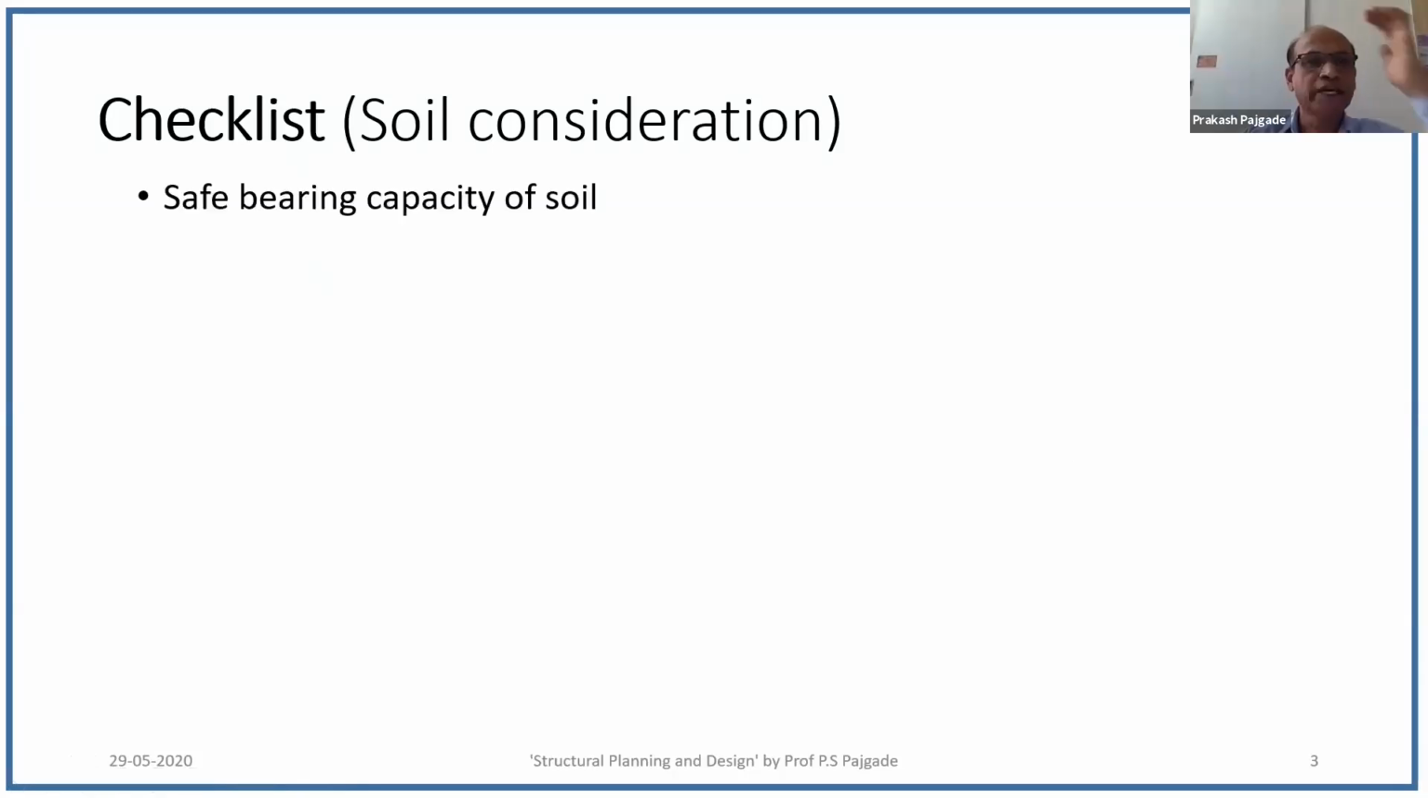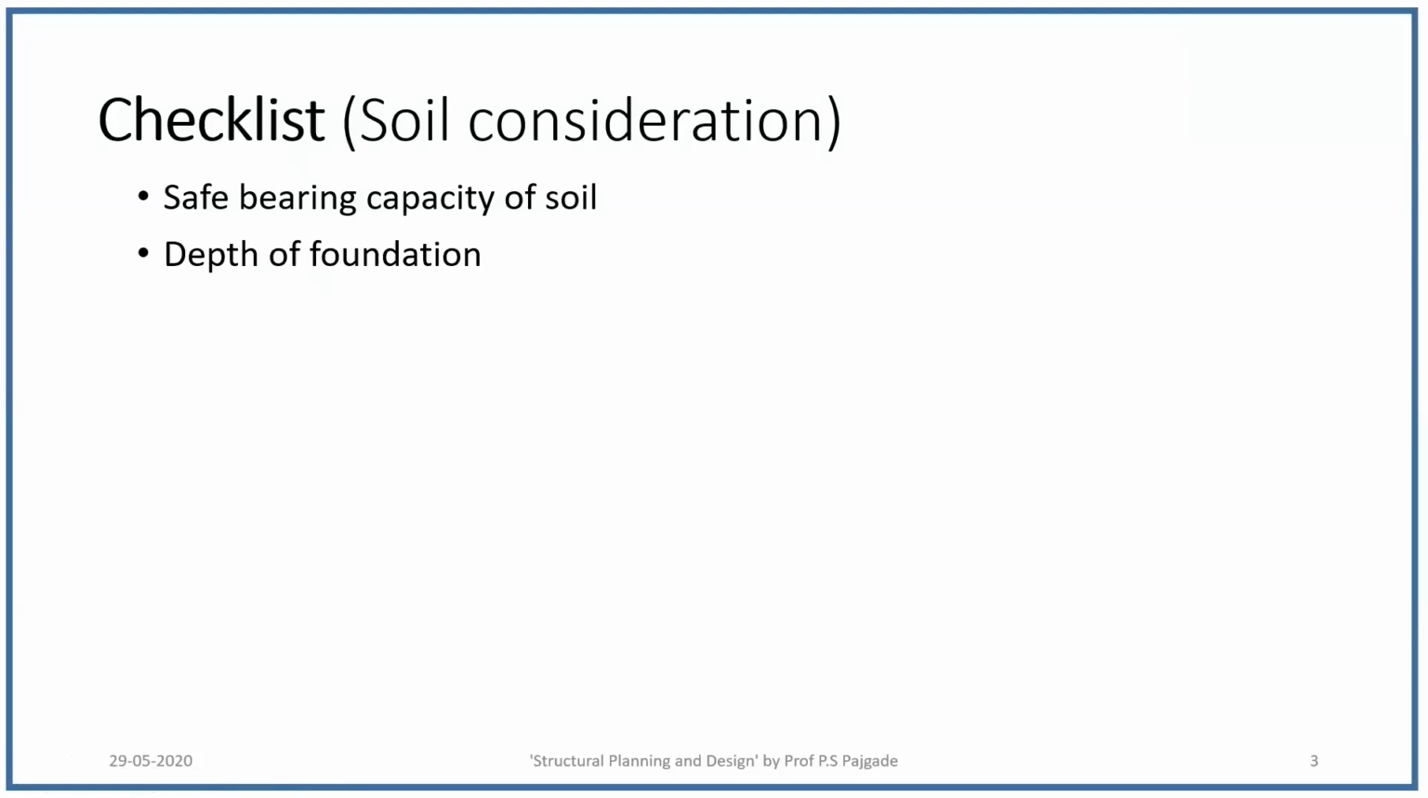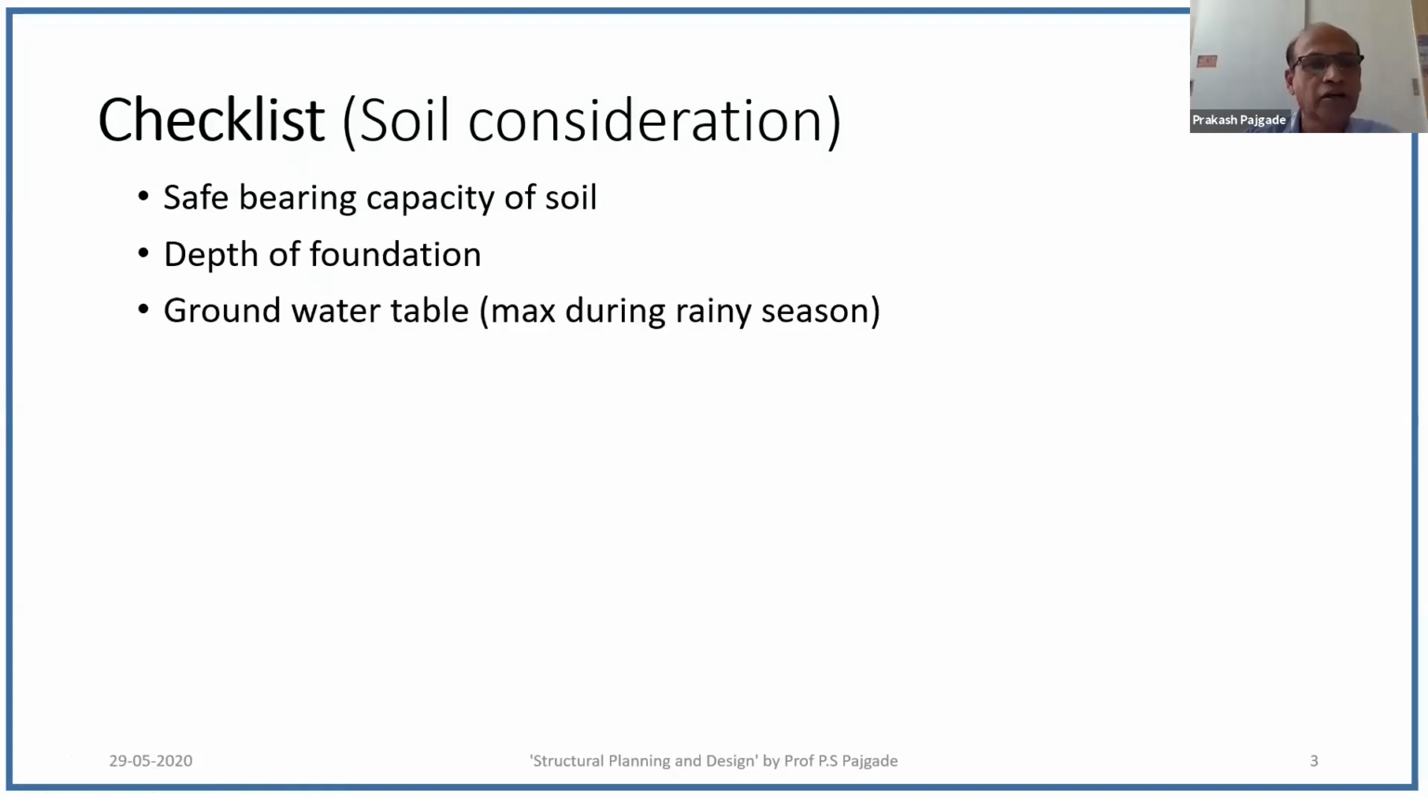So we must have safe bearing capacity of the soil. Then we must know at which depth this capacity is available, groundwater table and contour map for site. That is where there are some undulation in the site. So we'll discuss these 2 points: groundwater table and contour map.